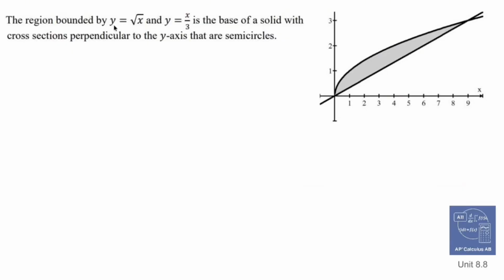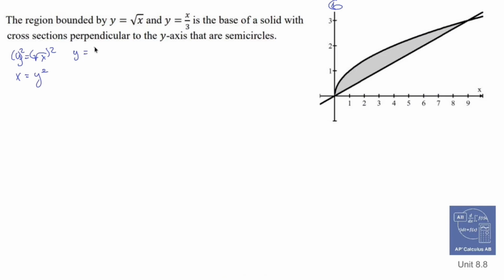The region bounded by y equals root x and y equals x over 3 is the base of a solid with cross sections perpendicular to the y-axis that are semicircles. We're doing a y-axis one instead of the x-axis one, which means we have to solve each for x and integrate with respect to y. So y equals root x, solving that for x means squaring both sides, and now I have x equals y squared, no big deal.